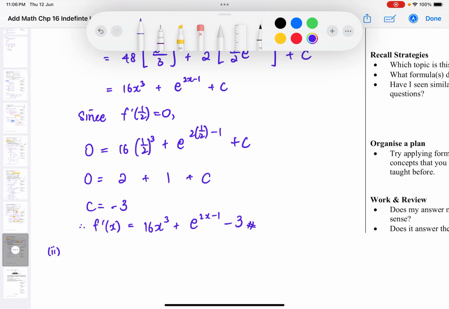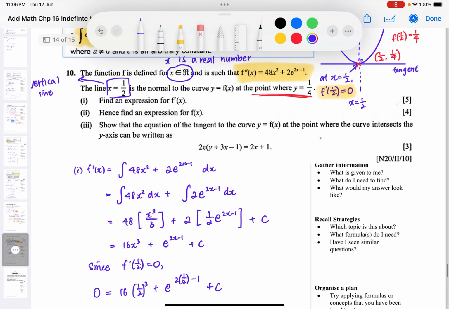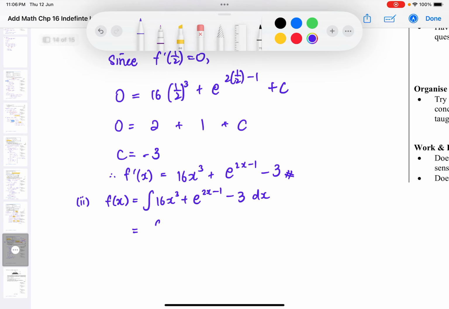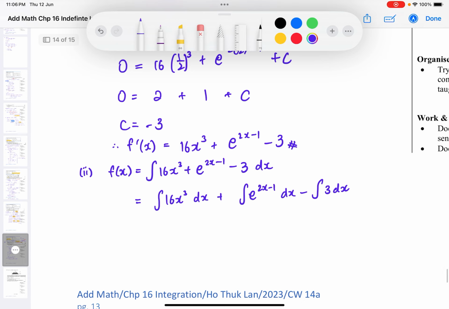Okay, now moving on to part 2. Part 2 says, hence find an expression for f(x). Now that we have found f'(x), to find f(x) is easy, we will just integrate the expression for f'(x). There are 3 terms here, so I will apply our integral on all the 3 terms. Actually you can skip this step if you are used to it already.